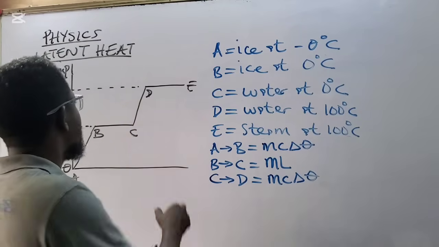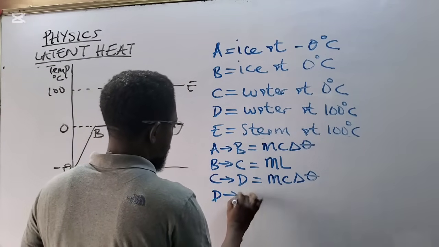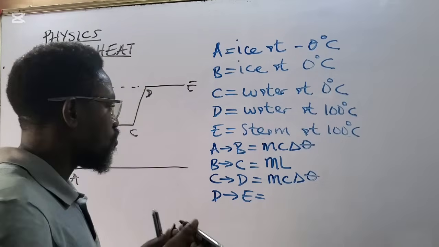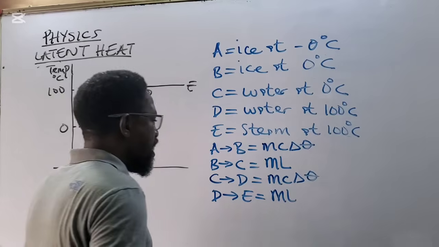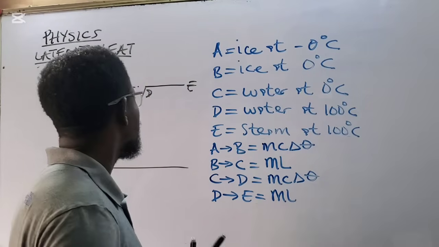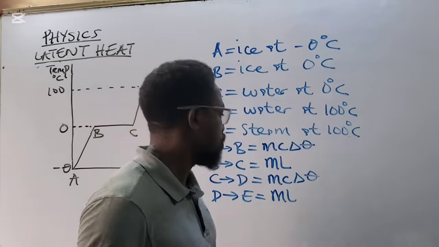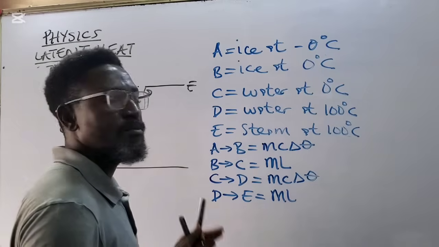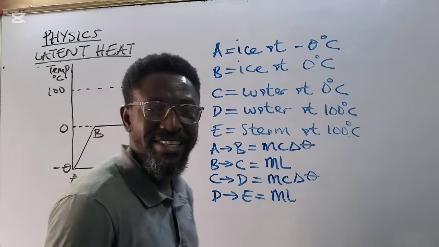Then we want to convert water at 100 degrees to steam at the same temperature, which is 100 degrees C. The formula again becomes mL, m representing the mass of water, and L representing the specific latent heat of vaporization of water. If you understand this, you'll be able to solve any question under latent heat.